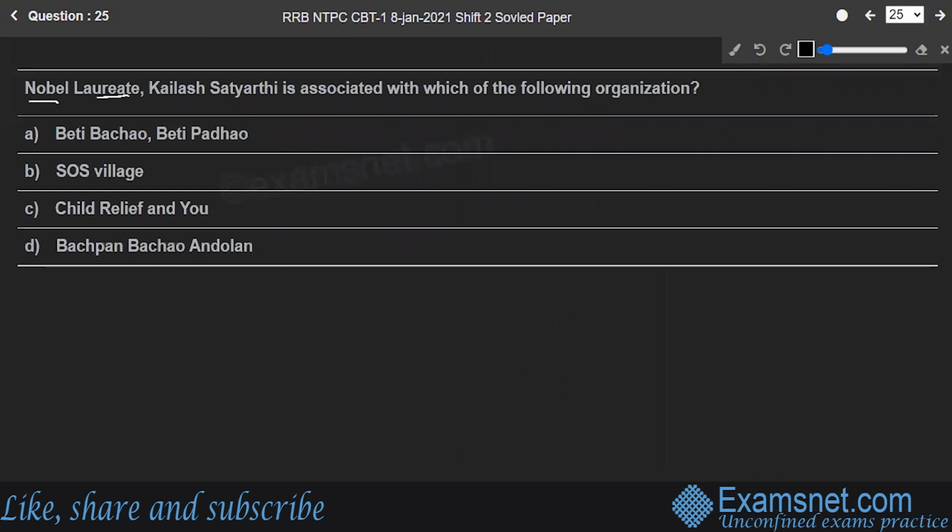Nobel laureate Kailash Satyarthi is associated with which of the following association? Beti Bachao, Beti Padhao, SOS Village, Child Relief and You, or Bachpan Bachao Andolan. The correct one is Bachpan Bachao Andolan. Nobel laureate Kailash Satyarthi is associated with Bachpan Bachao Andolan organization.